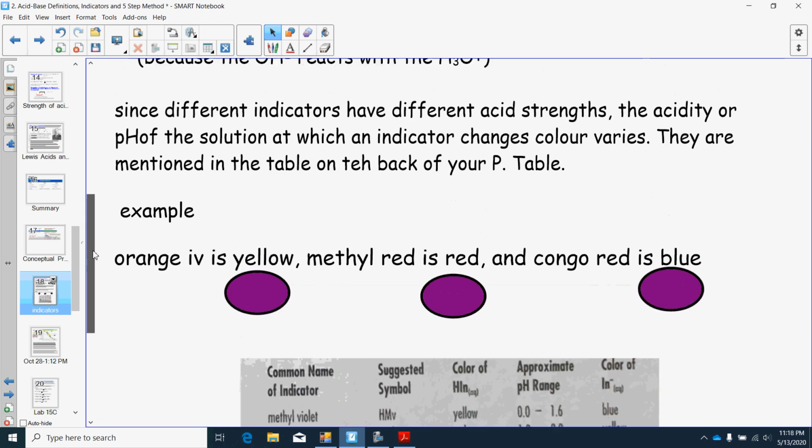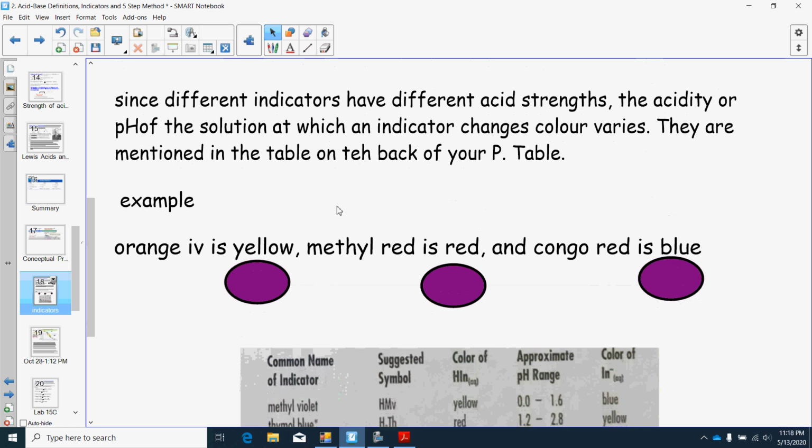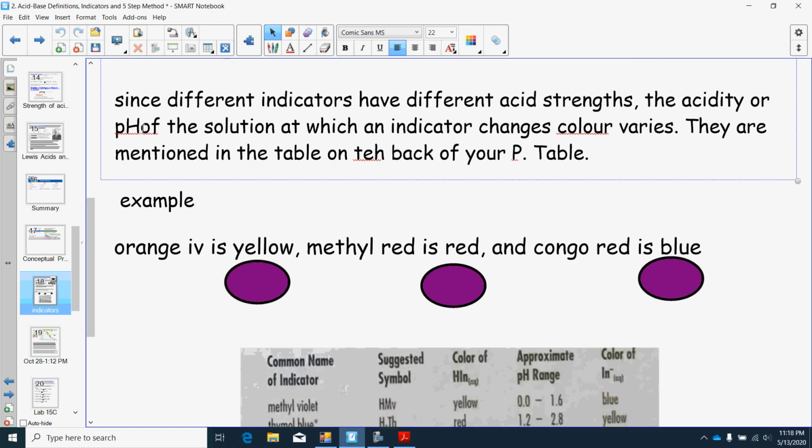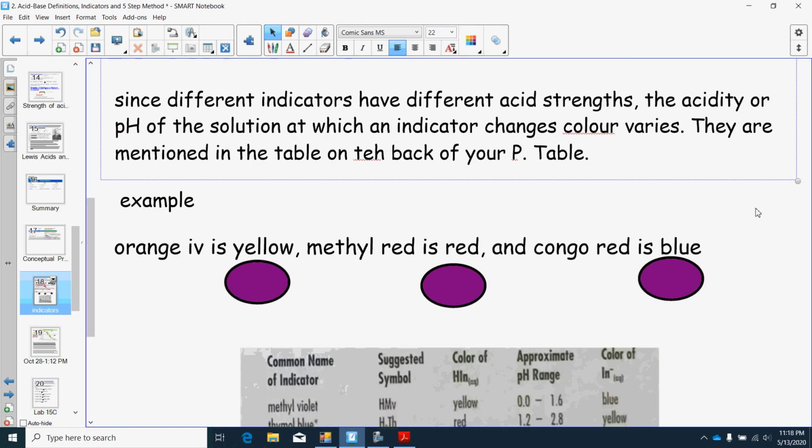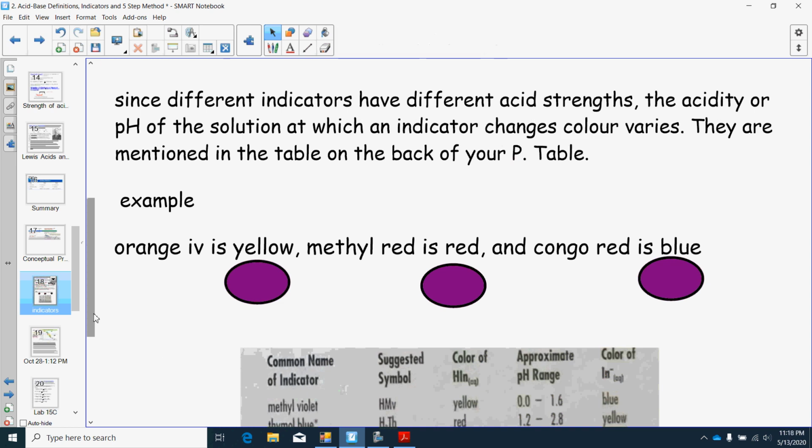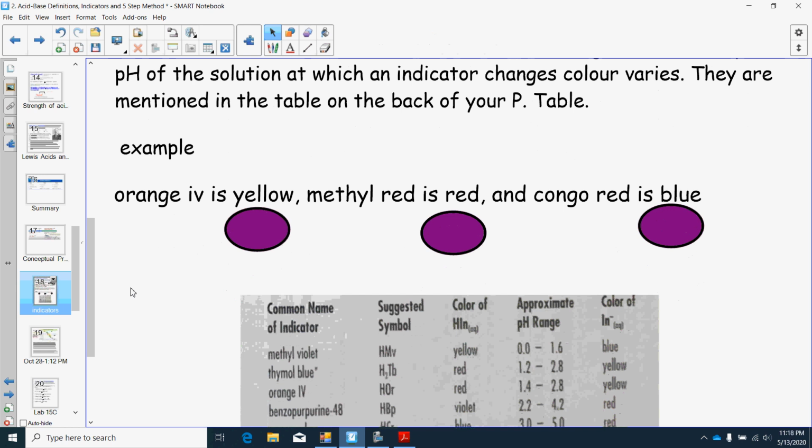Now, how could it help us out? Since different indicators have different acid strengths, the acidity or pH of a solution at which an indicator changes color varies. They are listed in a table on the back of your periodic table. So here's an example. What if we had a solution, and we poured it into 3 beakers, and we're going to use orange 4 in one of the beakers, methyl red in the second beaker, and Congo red in the third beaker. So it's the exact same solution. I've just broken it up into 3 beakers so we could use 3 different indicators.